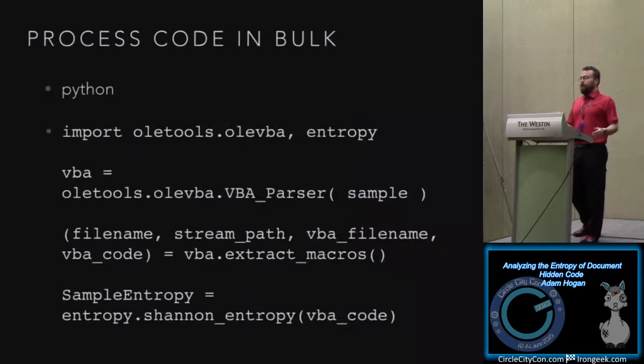How do we do that? Well, it's actually turned out to be pretty simple in Python. They already have an entropy library. There are already libraries for extracting code from Microsoft Office documents. So if you check out oletools, there's a library in there called olevba. Fantastic tool. Even if you don't know Python, you may still want to download this because you can run it as a command line script.